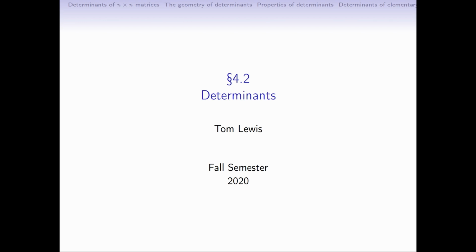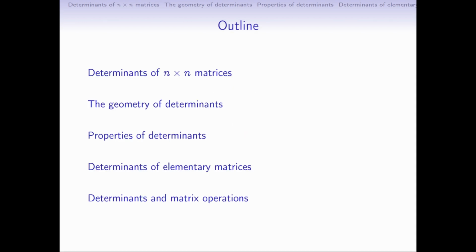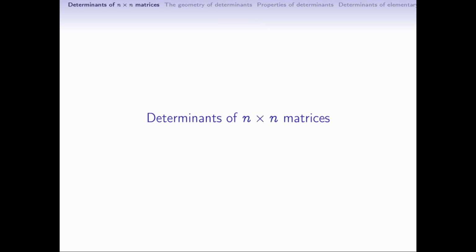4 by 4, etc. Okay, now I've taken this section 4.2 and I've broken it up into 5 different parts. Determinants of n by n matrices, the geometry of determinants, properties of determinants, determinants of elementary matrices, and finally, determinants and matrix operations. Now, what I want to do is cover these first two parts in this video lecture, and we'll take up these final 3 parts in a second video lecture. So let's begin with the determinants of n by n matrices.